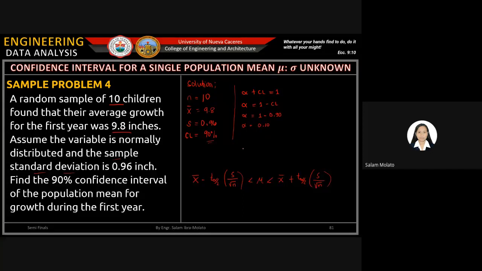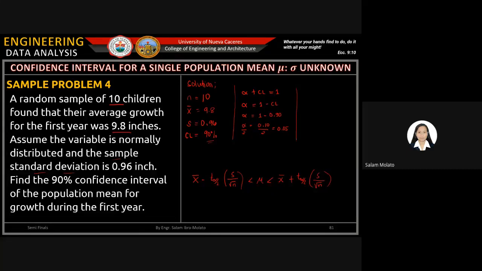0.10. Right? So we need to find the alpha over 2, the subscript of T here below. So we just need to divide both sides by 2 para makuha natin yung alpha over 2. And that is equal to 0.10 over 2. It will give you 0.05. That is the value of alpha over 2.